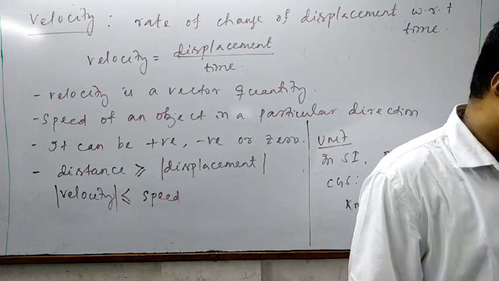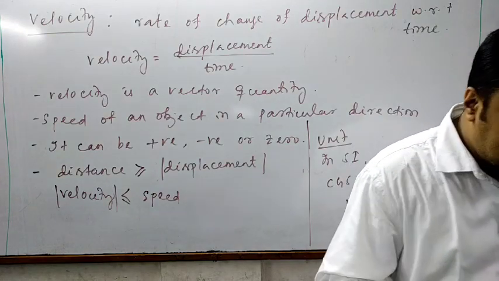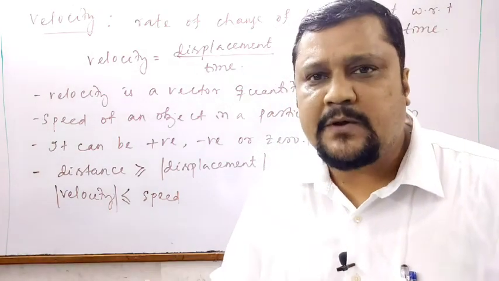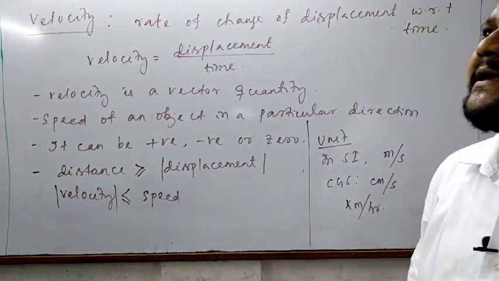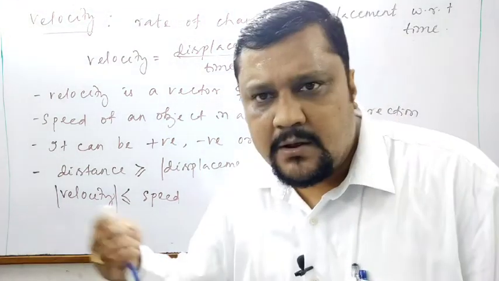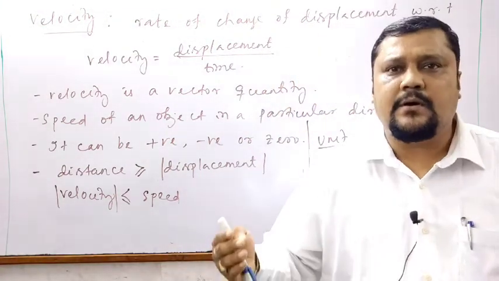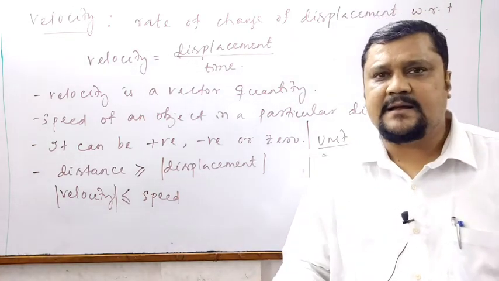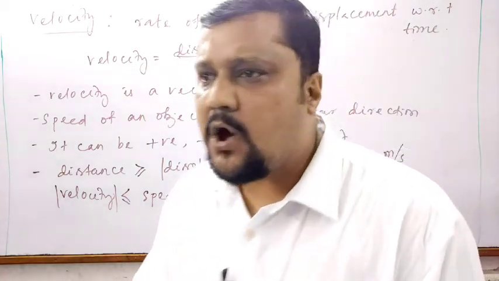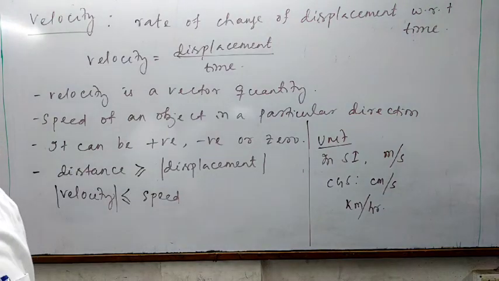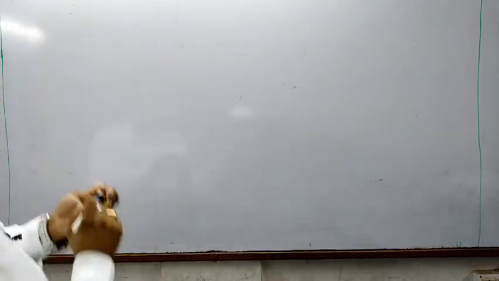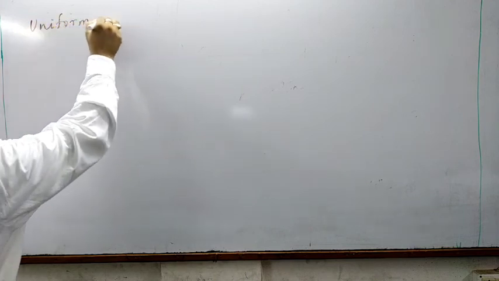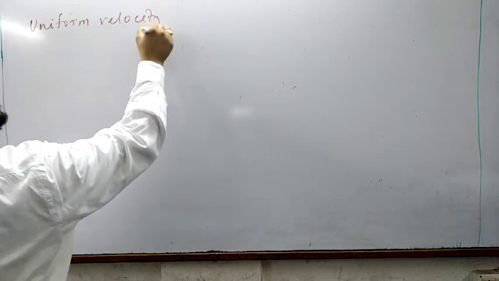Next, just like speed can be variable or uniform, the velocity can be a uniform velocity, or a variable or non-uniform velocity. Like that, we will define some of the terms of the velocity. Now we will go for the uniform velocity. So what is this uniform velocity?